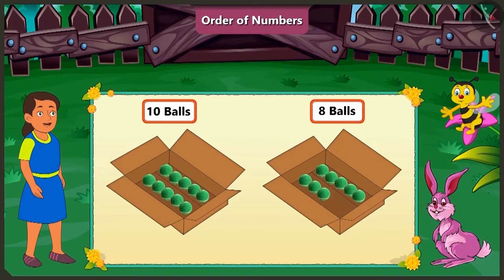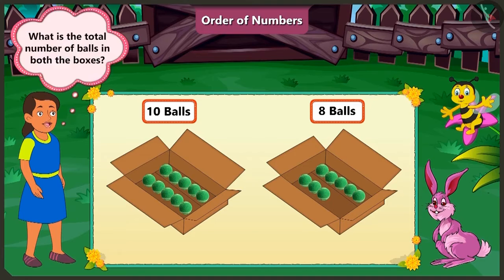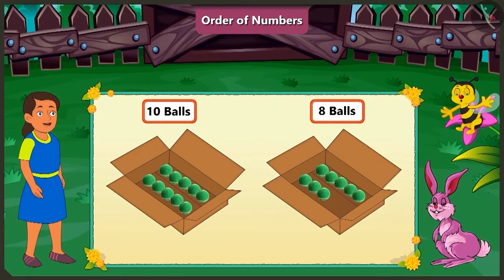So the first box has more balls than the second box. While counting, which number comes first? 8 or 10? Yes, while counting, 8 comes first. So 8 comes before 10. Absolutely right. 8 is smaller than 10. That is why 8 comes before 10 in the order of counting. Now tell me, honey, what is the total number of balls in both the boxes? In both the boxes, there are a total of 10 and 8, that is 18 balls.